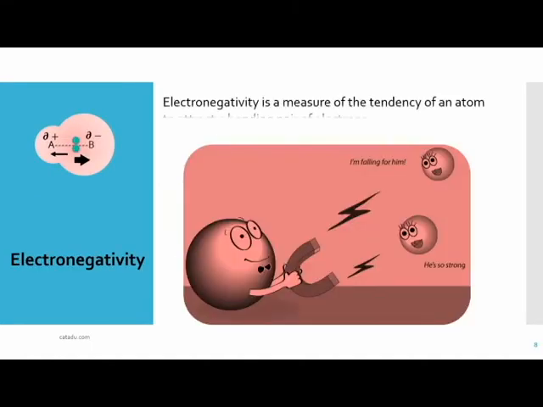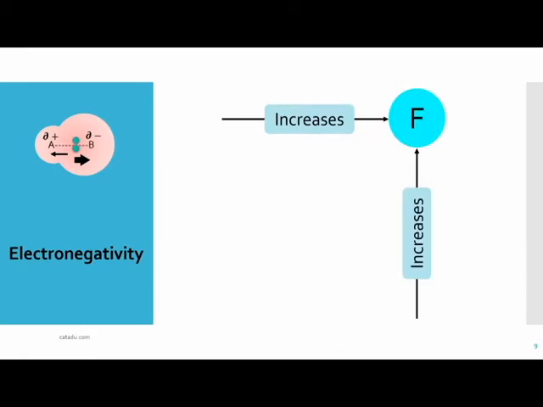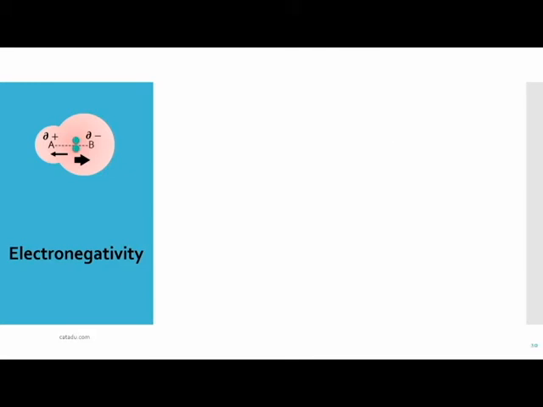Electronegativity, a very important term. This is the measure of the tendency of an atom to attract a bonding pair of electrons. Fluorine is the most electronegative element in the periodic table. In the same period, electronegativity increases from left to right. In the same group, it increases from bottom to top.